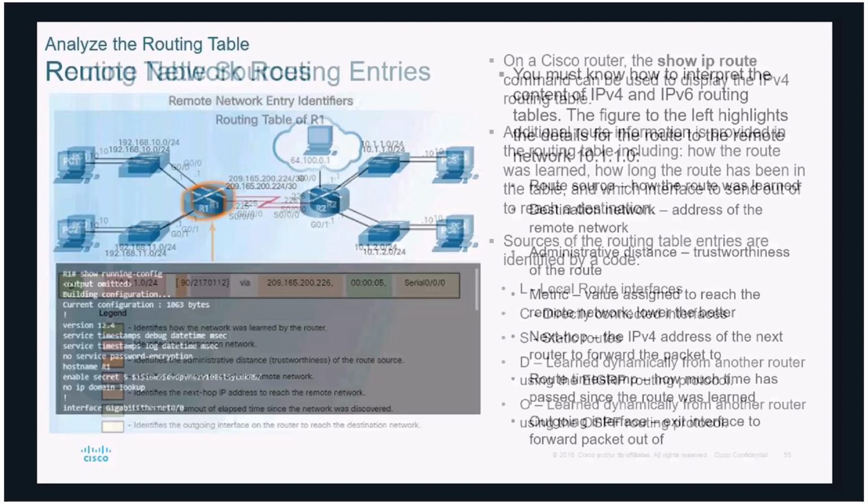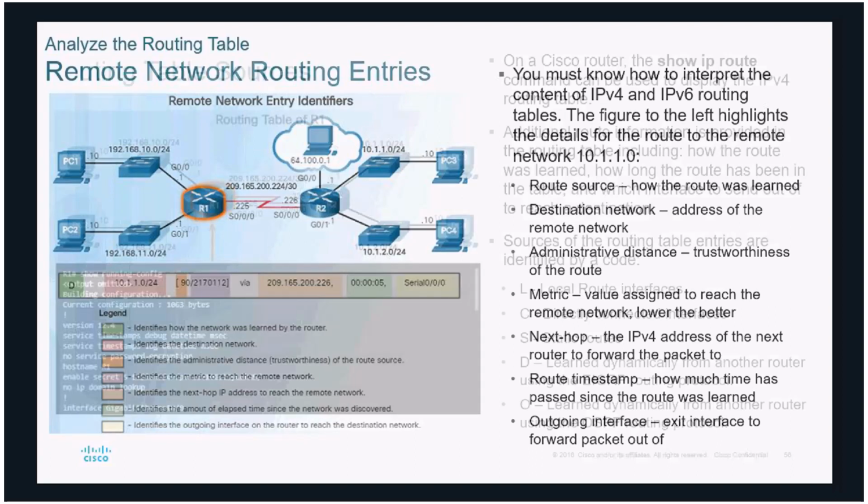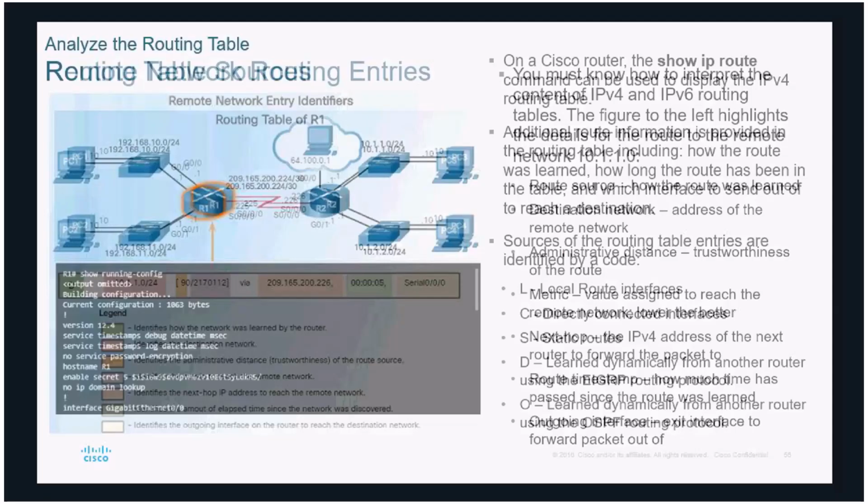Here's an entry on a remote network in a routing table. This is how an entry looks. So you see D. So what's D? D stands for? Dynamic. Very good. Yeah, dynamic EIGRP. Good stuff, right?